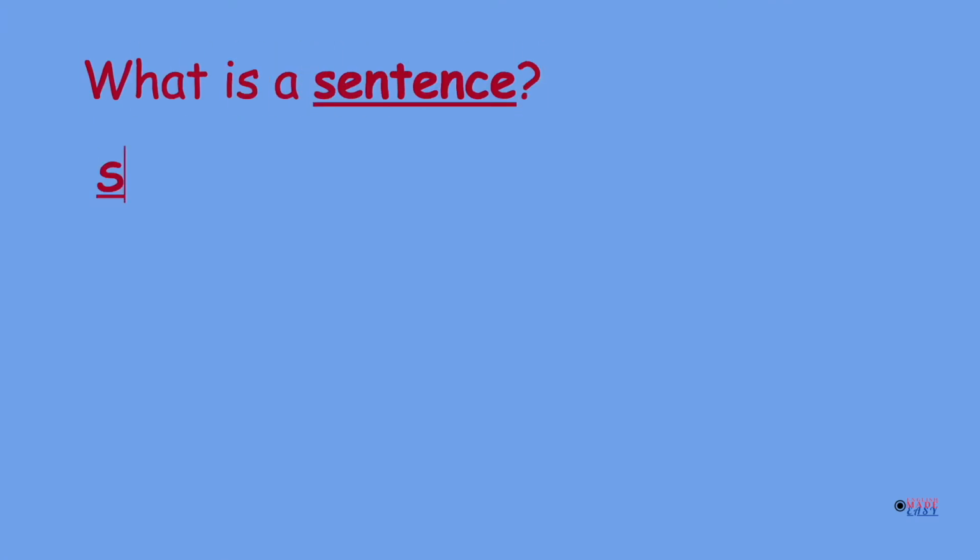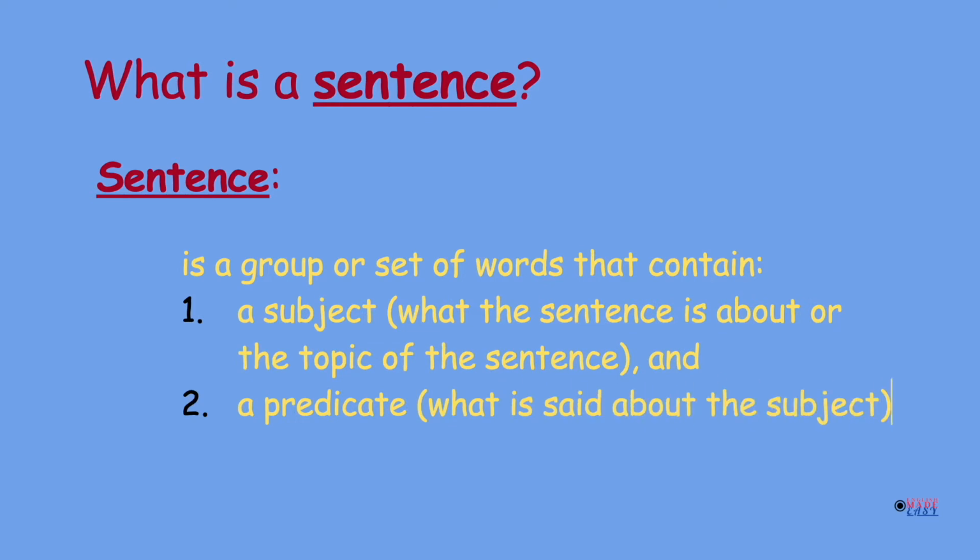Now let's begin with the definition of a sentence. We all know that in order to communicate, we have to get our ducks in a row, which means we need to be ready with the correct words to use in order to construct a sentence. Here's a definition of a sentence. A sentence is a group or set of words that contain, number 1, a subject, which is what the sentence is about or the topic of the sentence, and number 2, a predicate, which is what is said about the subject.